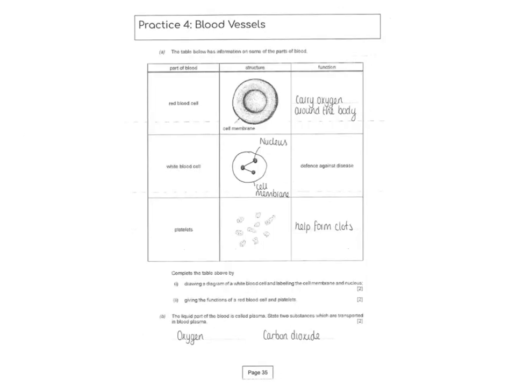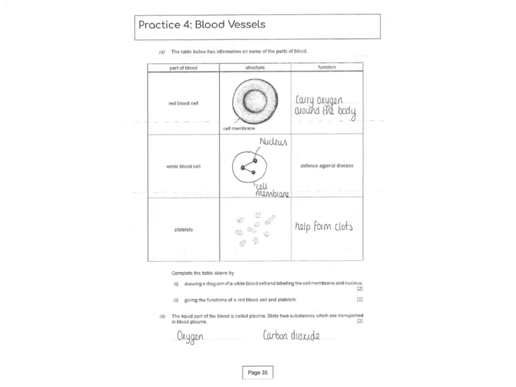Question 4. The table below has information on some of the parts of the blood. It's got a red blood cell, a white blood cell and platelets. Draw a diagram of a white blood cell and label the cell membrane and the nucleus. So we have our cell membrane on the outside and our nucleus on the inside. And the function of the red blood cell and platelets. So red blood cells carry oxygen around the body and our platelets help form clots.